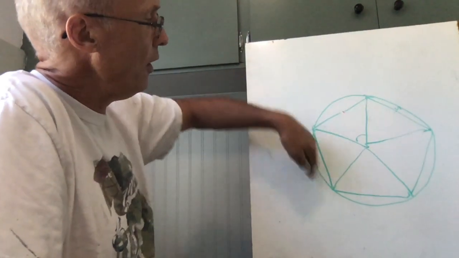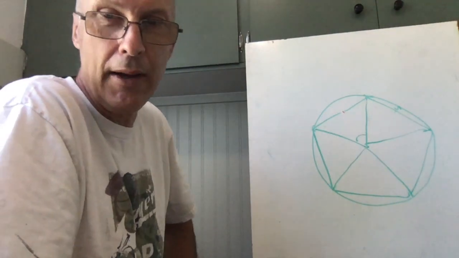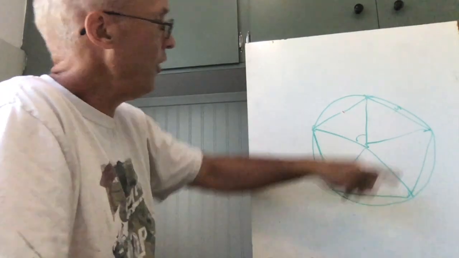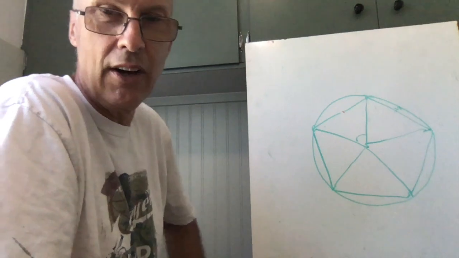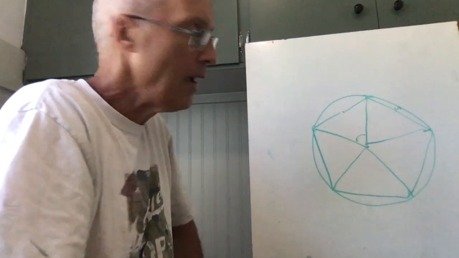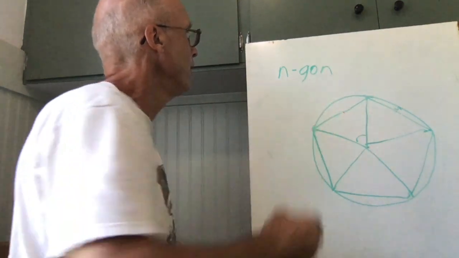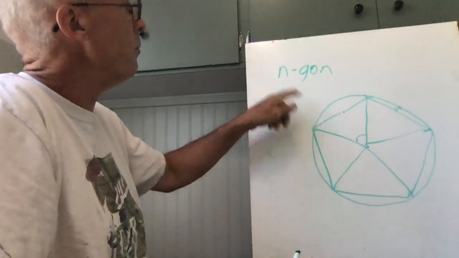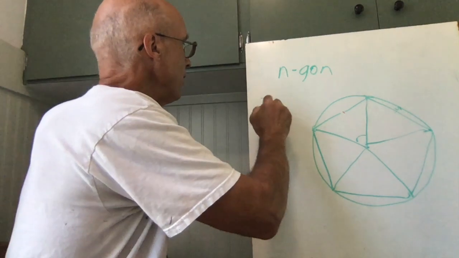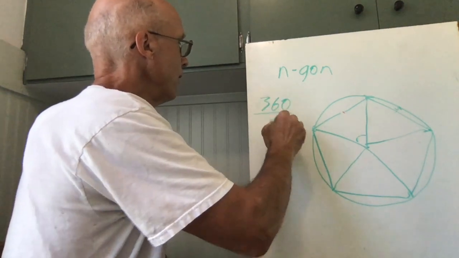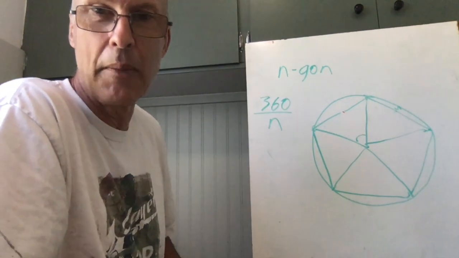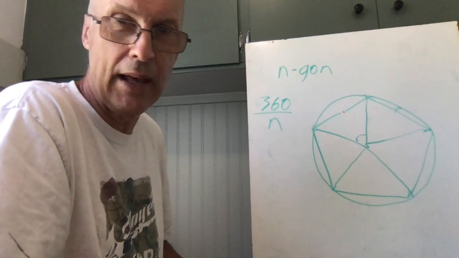So it's going to be 360 divided by 5, right? If it was a hexagon, it would be 360 divided by 6. In general, if it's any n-gon, like a 9-sided figure, it would be 360 divided by 9. It's going to be 360 degrees divided by the number of sides of your figure. That's the central angle.